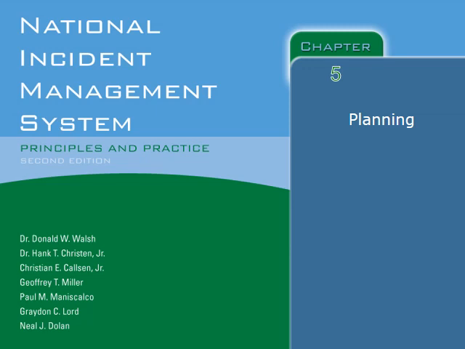Okay, on to Chapter 5, Planning. Now, the planning section consists of 4 primary units, and that's the resource unit, the situation unit, the documentation unit, and the demobilization unit. And we'll go into each one of these in this chapter.